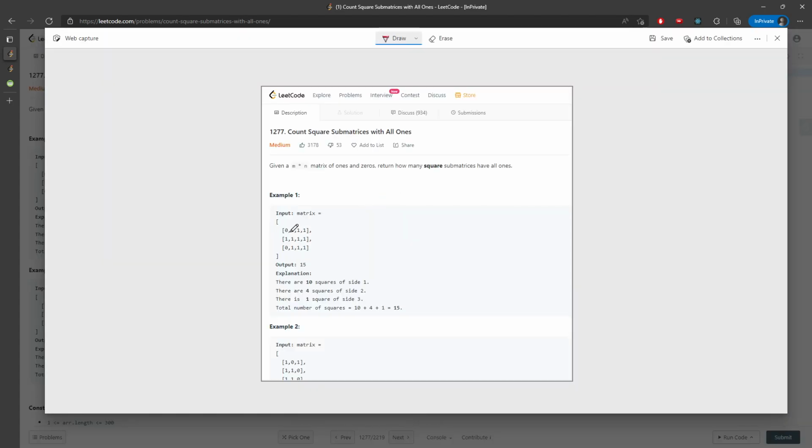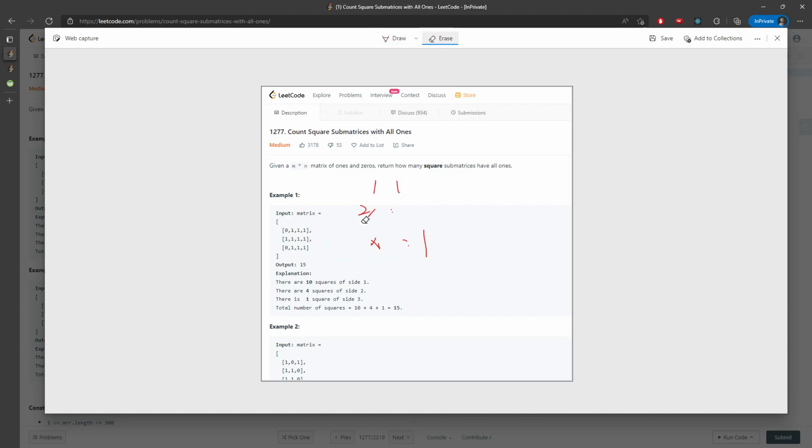If the cell is actually 1, you have to add it. So there are 10 of the 1 by 1, right? And for 2 by 2, you have 4 of them. This is 1, this is another one, this is another one, and the last one. And then for 3 by 3, which is the big one, there is 1. So add everything up, it should be 15, right?